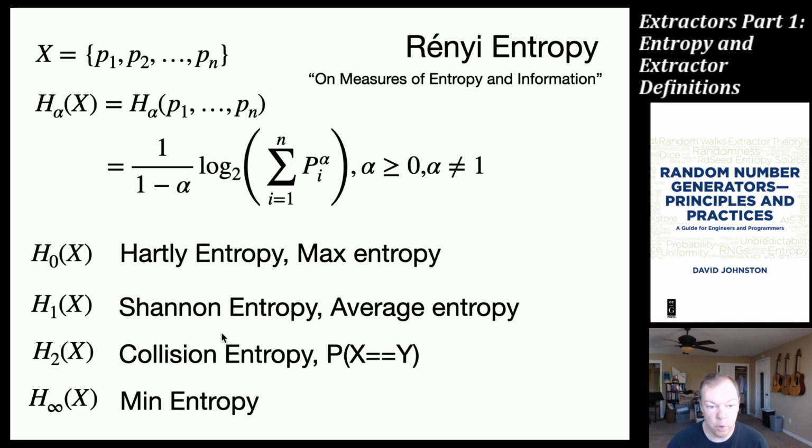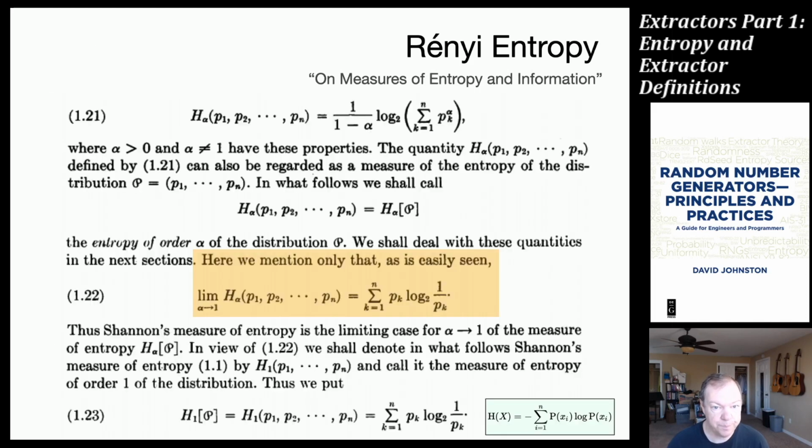And this is useful for measuring the information capacity of a communications channel, for example. How much data can you stuff through it? Not very useful for cryptography, though. Then H2 is collision entropy, which is just the probability of two variables taken from the distribution being the same. And then we have H sub infinity, which is called min entropy. And this is the one we care about. And this is the most conservative estimate of entropy. And we'll take a look at that definition too.